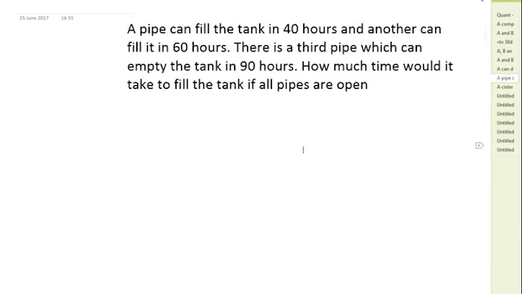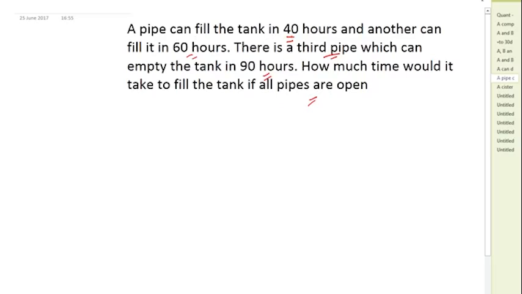There are questions related to pipes also. They are also done similarly. Let's say, a pipe can fill the tank in 40 hours. Another can fill it in 60 hours. The only difference is that there is a concept of negative work also. Negative work generally doesn't come, like it's not like somebody will do negative work. But in pipes, you can have such a concept also, that there is a pipe which is emptying the tank. So how much time would it take to fill the tank if all pipes are open? So again, the approach will be similar.